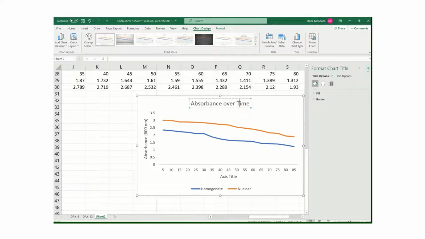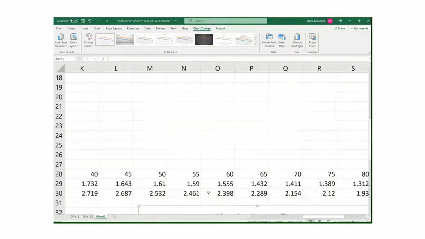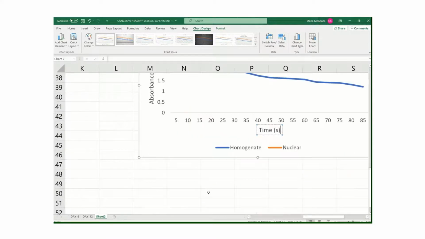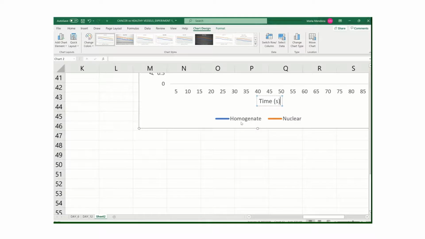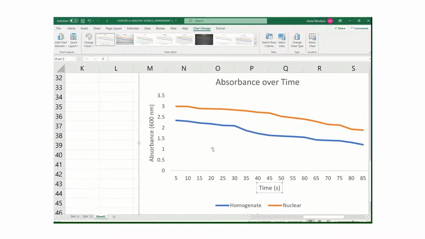Okay, we can close this. And then this axis title is time in seconds. Okay, and then you see how it has its own, like in blue we have the homogenate, and then in orange we have the nuclear. So once you fill out all your numbers, whatever you highlighted, that's how many lines will be here. So for you, I think it'll be 6 lines, and it'll just do that part for you.